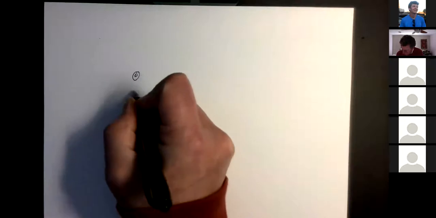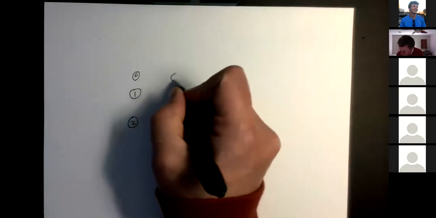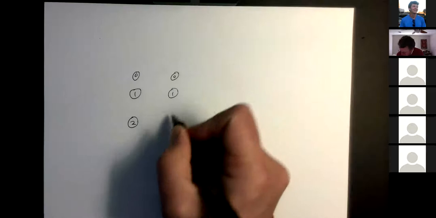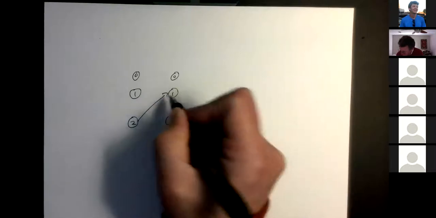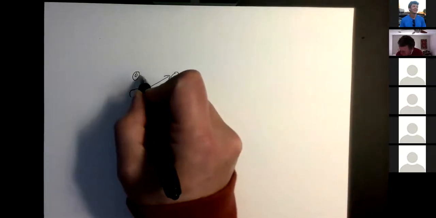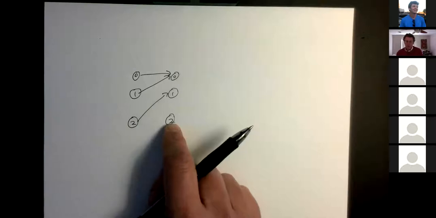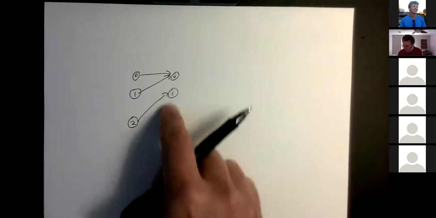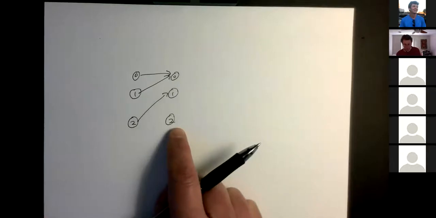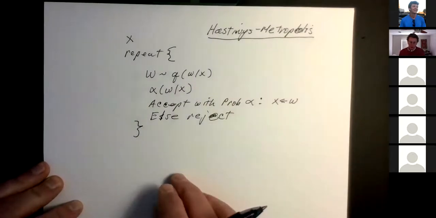So let's say your state transition probability was like this. You had states 0, 1, 2, and your proposal was that if you're in 2, you go to 1. And if you're in 1, you go to 0. And if you're in 0, you go to 0. Well, you can never get to state 2 because you're never proposing 2. There's no mechanism to get to state 2. So that's going to be a problem, so that won't work. You need some kind of way of being able to get to state 2. It has to be possible to get there. So you need that constraint. But otherwise, you can pretty much pick Q as you want.